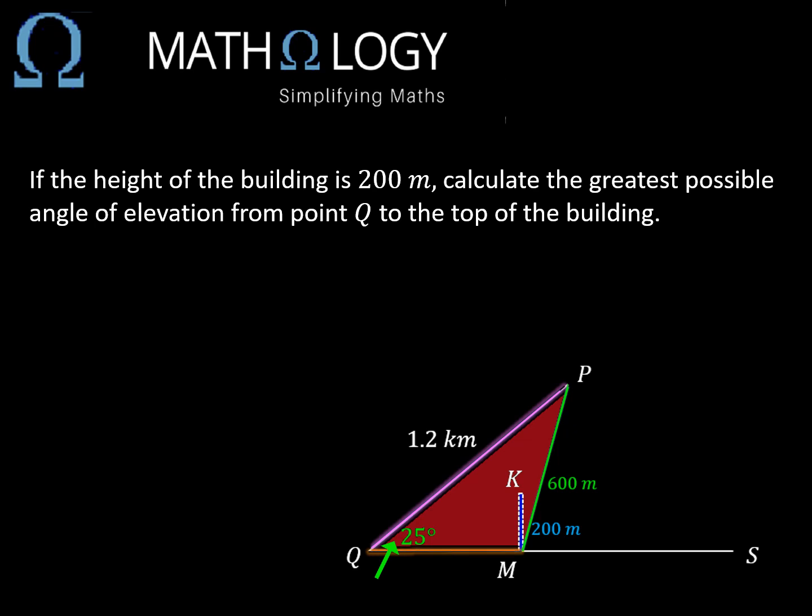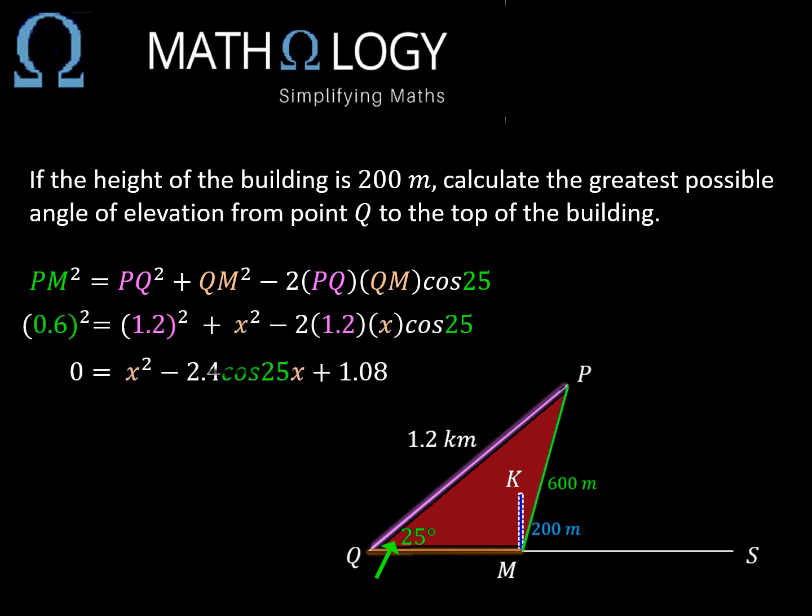You can of course also use the sine rule, but in doing so, you will be applying it twice, which is just more time consuming. So, in triangle PQM, PM squared equals PQ squared plus QM squared, minus 2 times PQ times QM, cos 25. Ensure that you use the same units of length in your calculations.